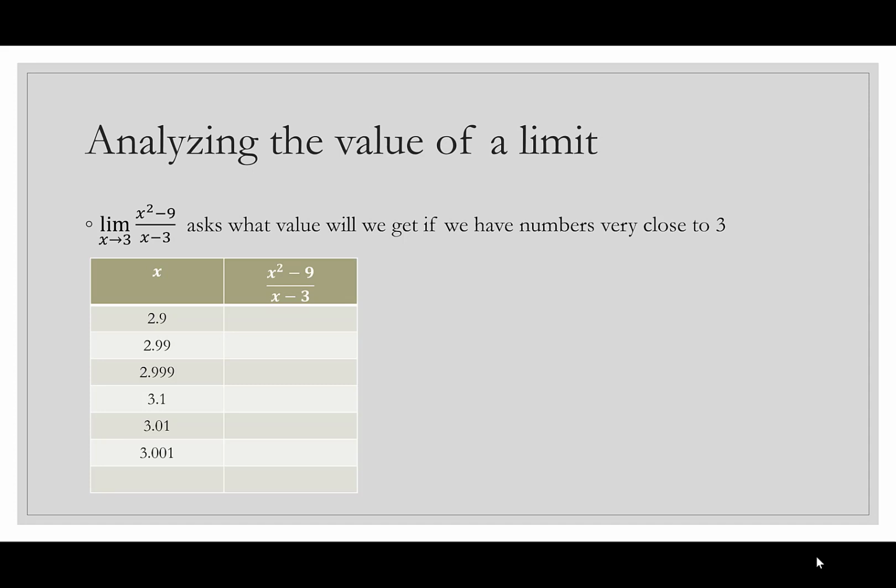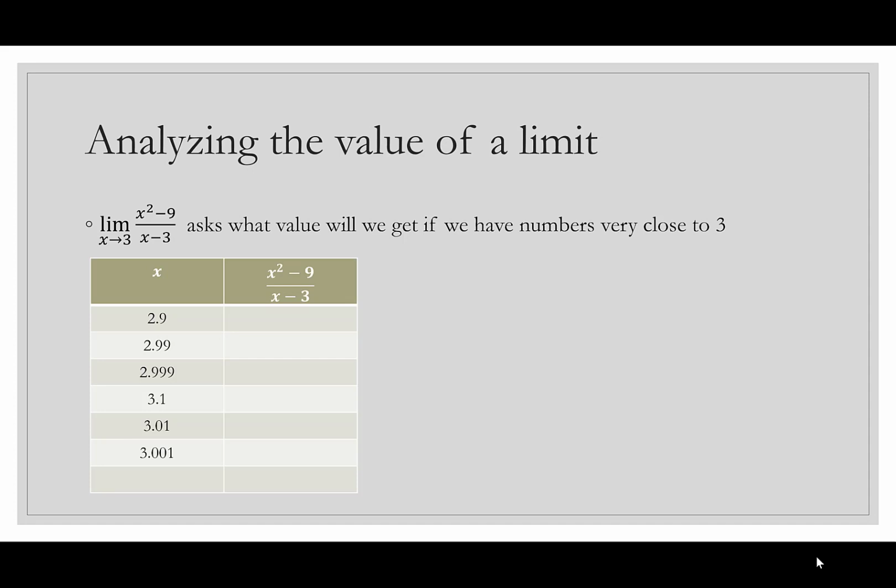So instead, we're going to pick numbers close to 3. When we pick the numbers, remember we said we have to look at the left side and the right side when we do limits. So I've picked some numbers less than 3: 2.9, 2.99, 2.999. Those are less than 3 but close to 3. And then I picked a few numbers greater than 3 but still close to 3: 3.1, 3.01, and 3.001.